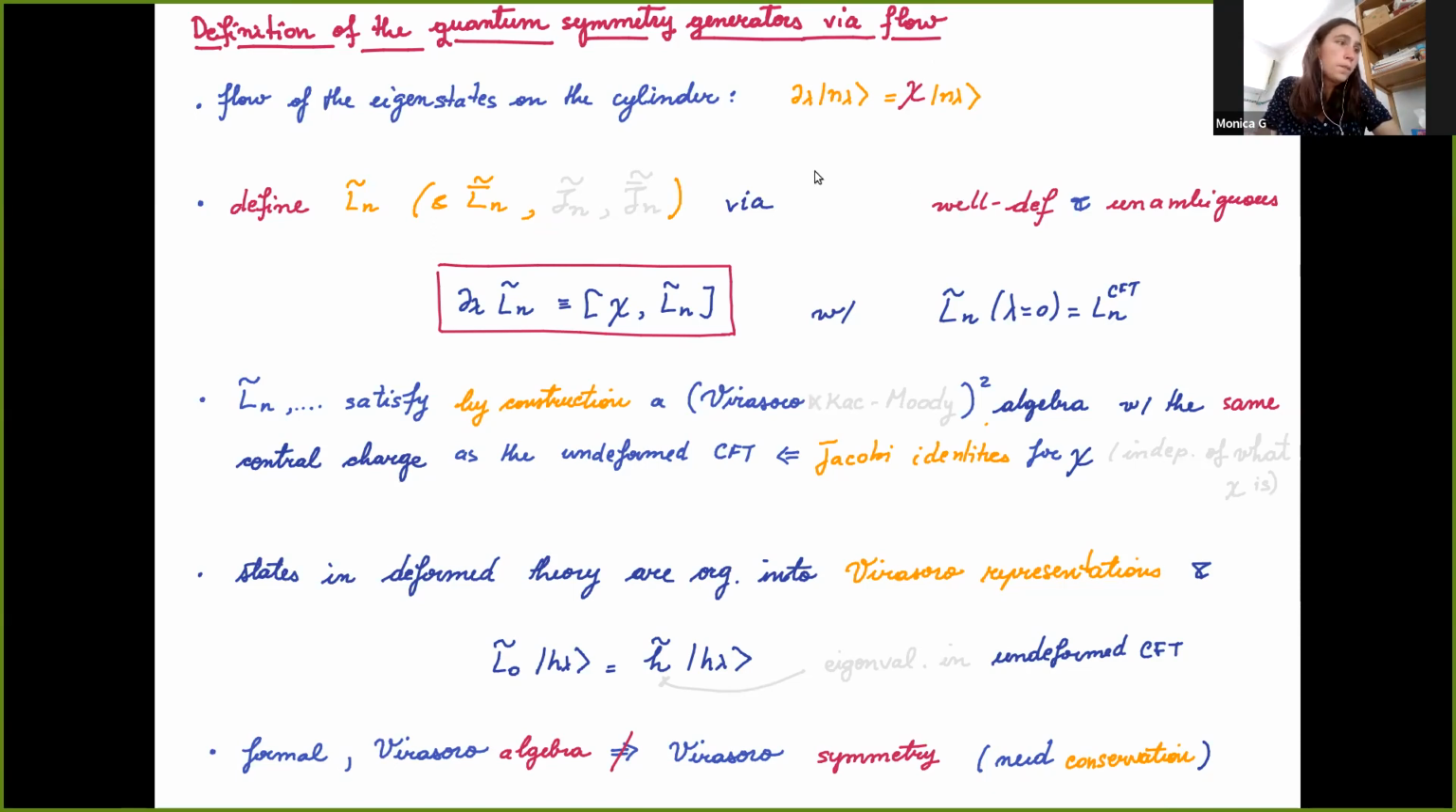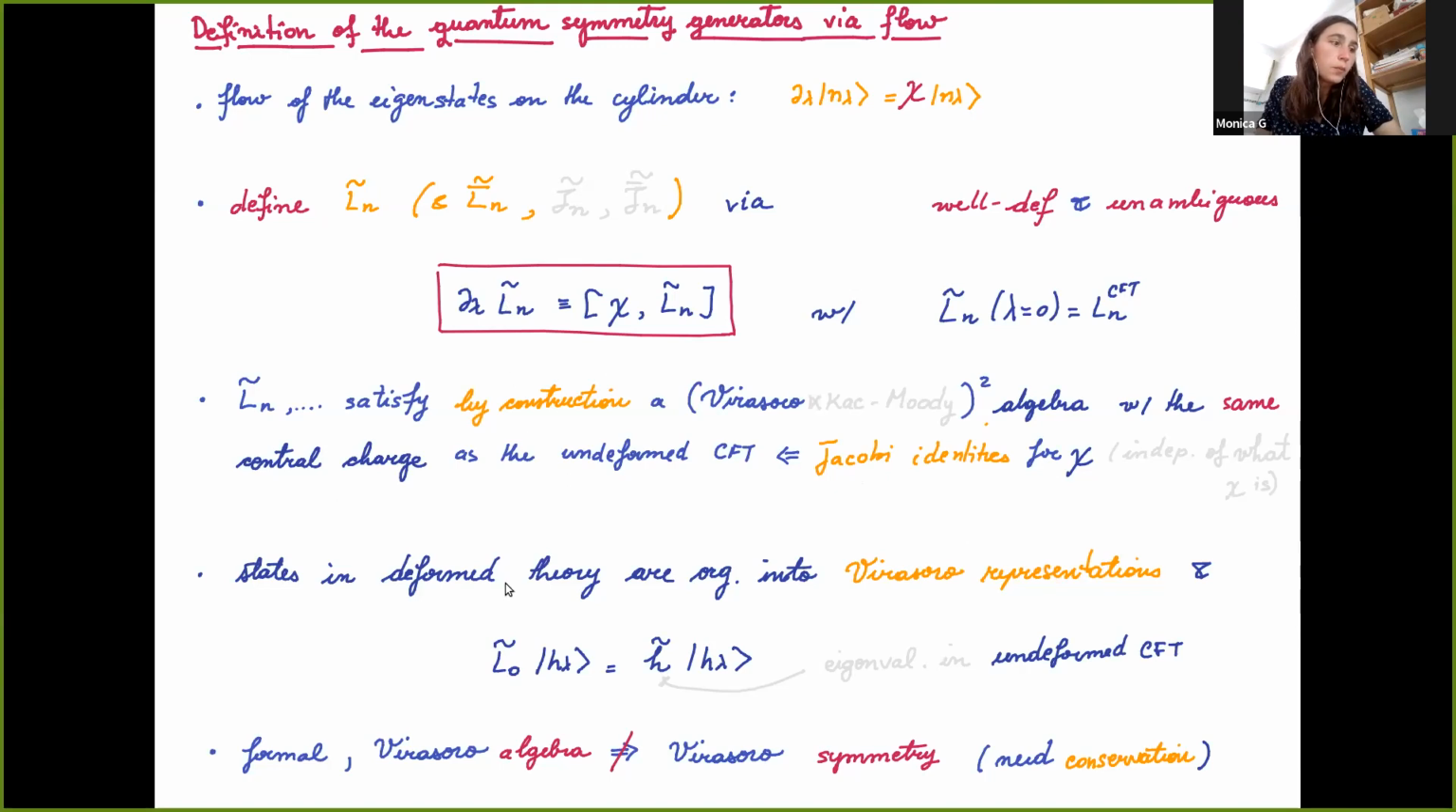Okay, so what I want to do is define some operators L tilde and L bar tilde, which basically flow in the same way as the energy eigenstates with the same chi, and with the initial condition that at lambda equal to 0, they just equal the original CFT generators. So this is just a definition, and these are well defined because I'm just integrating this flow equation with this initial condition. By construction, these L_n tilde satisfy the Virasoro or Virasoro-Kac-Moody squared algebra, depending on what I had initially, with the same central charge as that of the undeformed CFT. This just follows from the Jacobi identities for chi.